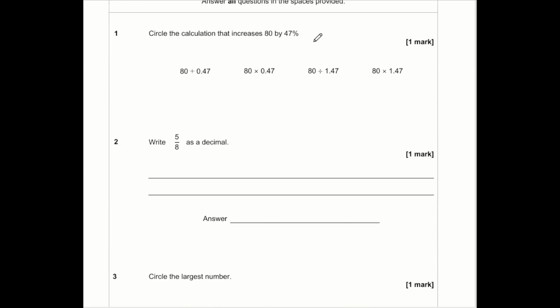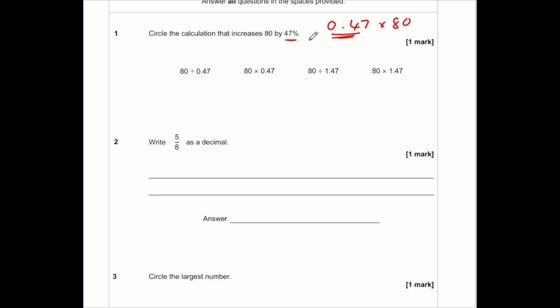We want to circle the calculation that increases 80 by 47%. Okay, so this question indicates that you need to have a good understanding of percentage multipliers. Now, if you were calculating 47% of 80, the calculation would be 0.47 times by 80. This here is the multiplier for 47%, not increasing by 47%, but just for working out 47% of an amount. This figure here is the decimal equivalent of the 47%. It is this number here divided by 100.